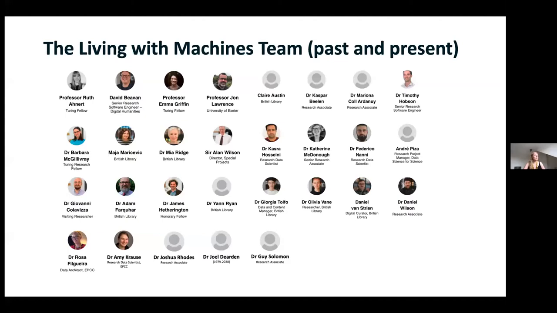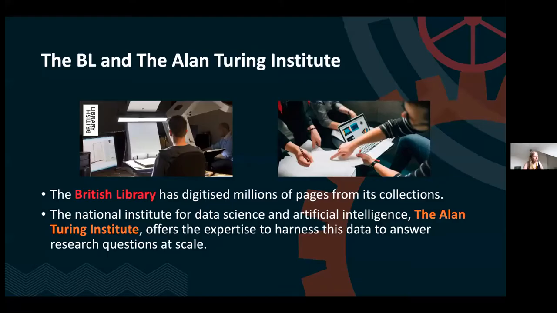As you can see from this slide, this collaboration is of a certain scale. We list here members both past and present, but it's also striking in its disciplinary breadth. The team includes historians, data scientists, research software engineers, curators, and library professionals, as well as computational linguists, literary historians, digital humanists, a visualization expert, and one specialist in urban analytics. So it is a diverse team.